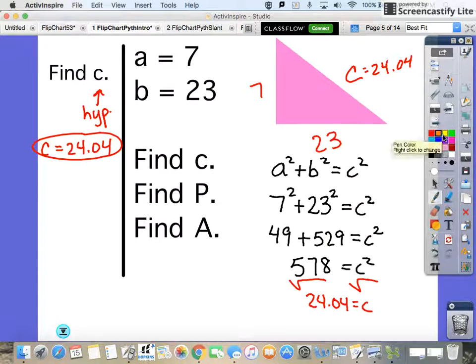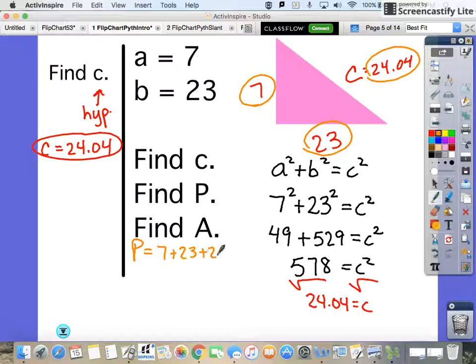Now, P is perimeter. To find perimeter, you add the outside. So we would do 7 plus 23 plus 24.04. So P is 54.04.